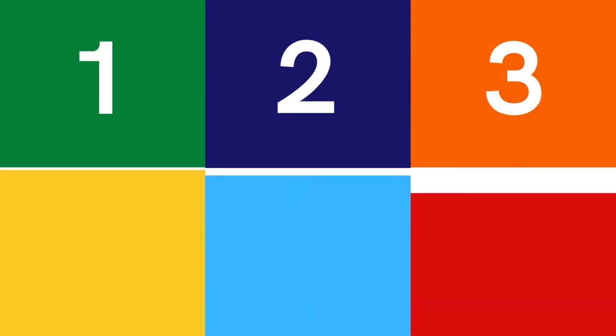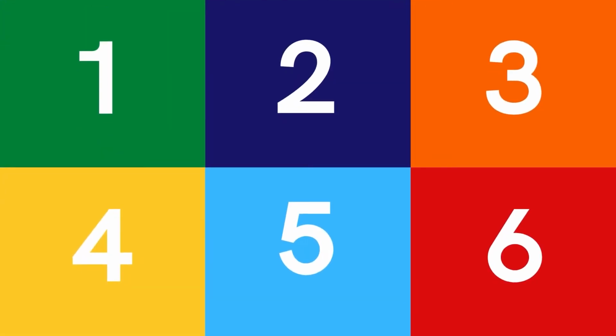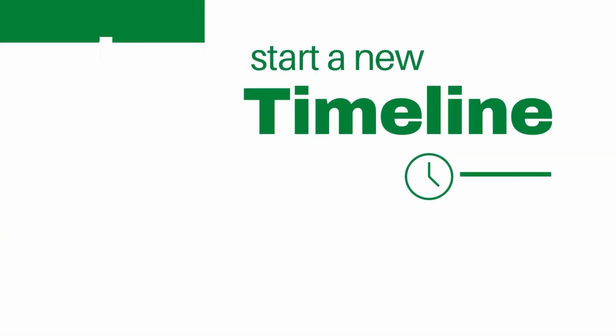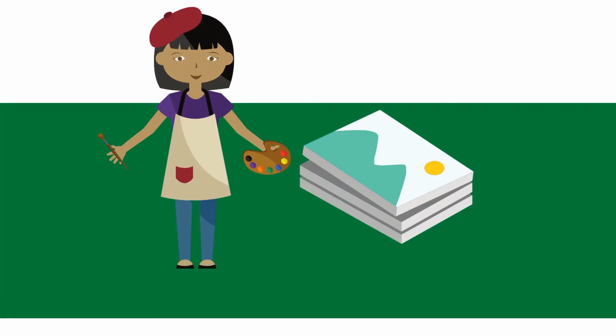So I'm going to save you time and just teach you what I wish I knew when I started video editing. There are 6 steps. Let's get started. Step 1, start a new timeline. This will often be automatic when you start a new project in an editing program, but this is what it looks like. The timeline is like the canvas that an artist paints on. It's where you're going to paint the picture of your video.